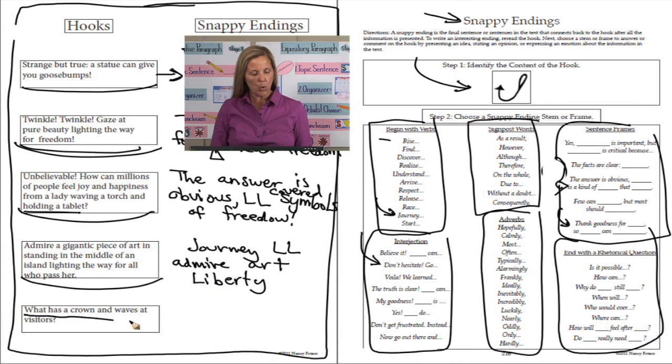Let's go to the last one. What has a crown and waves at visitors? Let's use an adverb. So we will start with the adverb incredibly. And next we want to answer that question. What has a crown and waves at visitors? Incredibly, it is a statue covered with symbols of freedom.